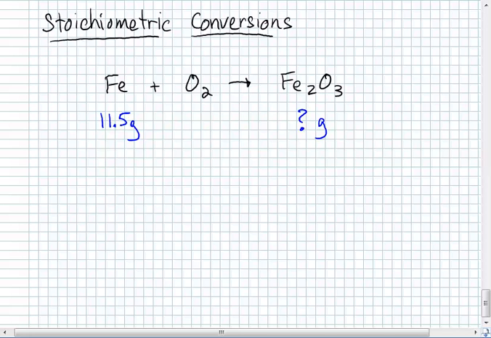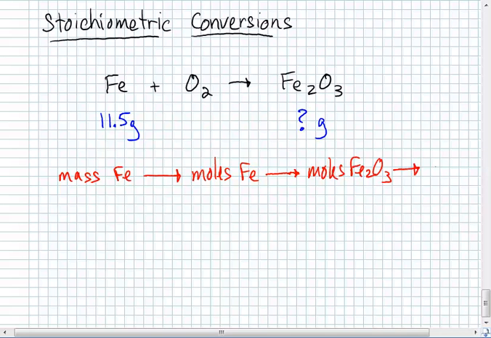Alright, so just like before, let's map out our pathway here. I'm starting with the mass of iron, and just like before, when in doubt, convert to moles. It's always going to be our first step, almost always. And then once I have moles of iron, I'm going to use the mole ratio to find the moles of Fe2O3. And then the last thing I'm going to do is find the mass of Fe2O3, using the molecular mass. So those are my steps. Divide by the molecular mass of iron, then multiply by the mole ratio, and then multiply by the molecular mass of Fe2O3.